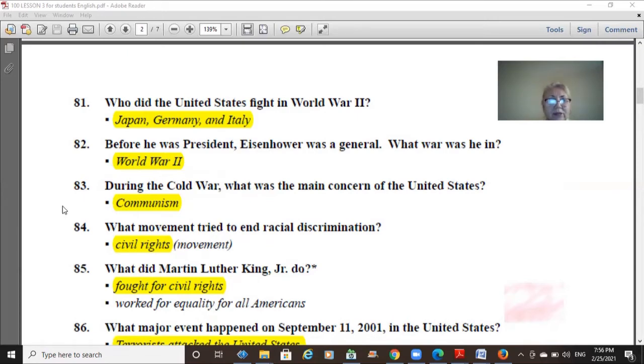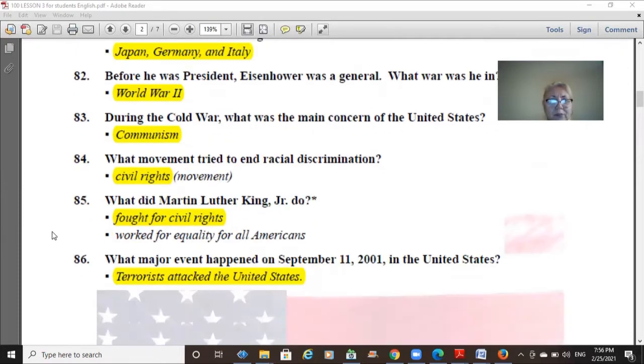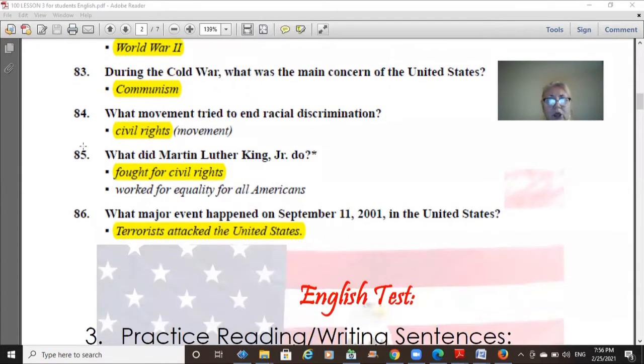Number 83, during the Cold War, what was the main concern of the United States? Communism. Question number 84, what movement tried to end racial discrimination? You can just memorize civil rights. What you see in brackets, you do not need to memorize.